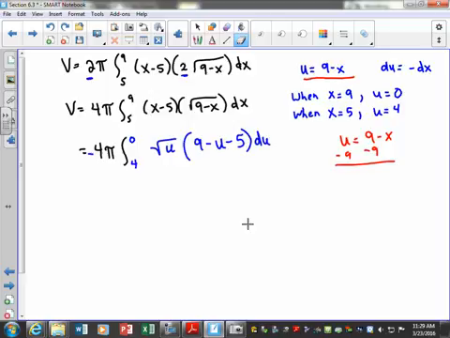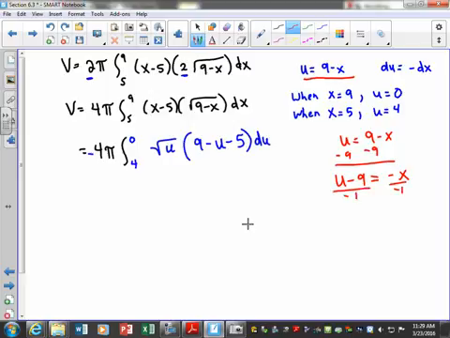Or let's just pull that variable out. So that would be u minus 9 is equal to negative x. Divide both sides by negative 1, and that would just give us x is equal to 9 minus u. Okay, now x is equal to 9 minus u.